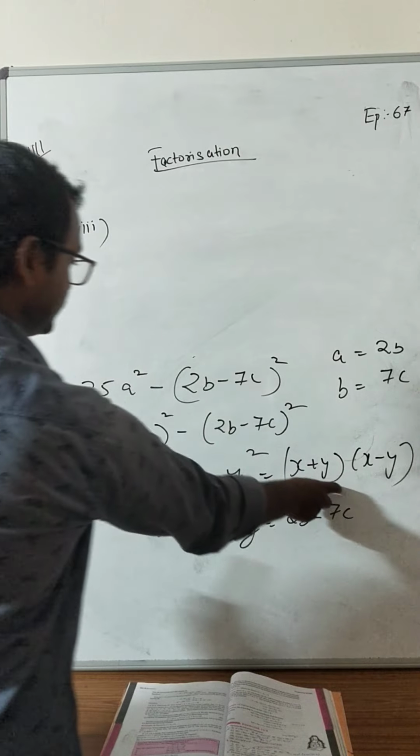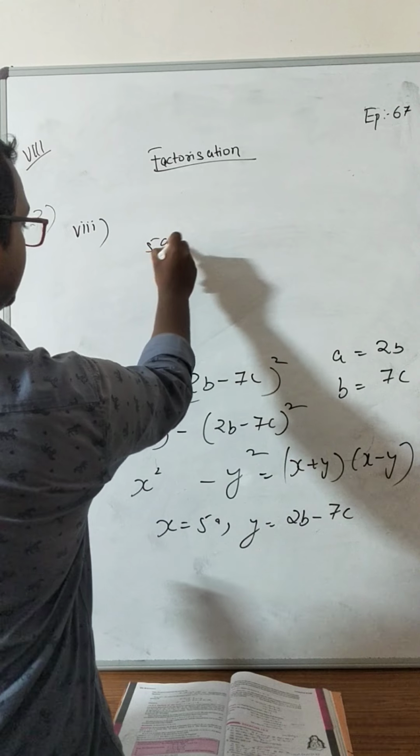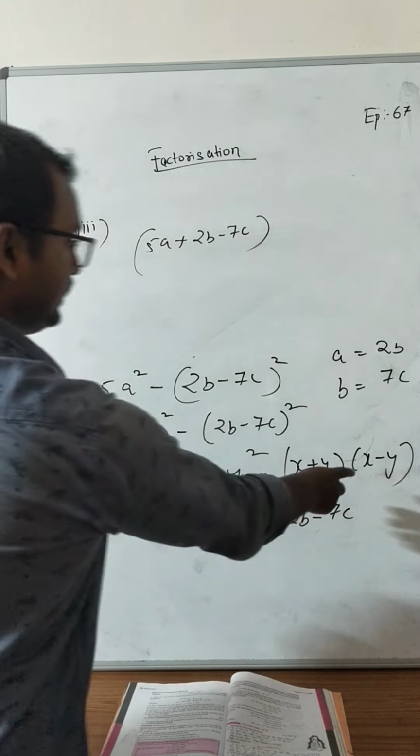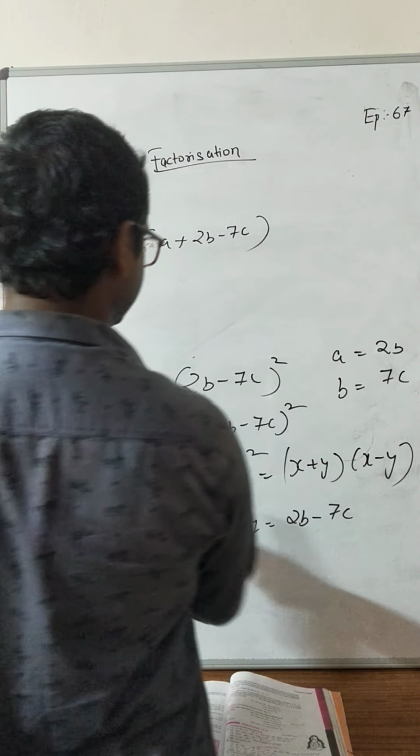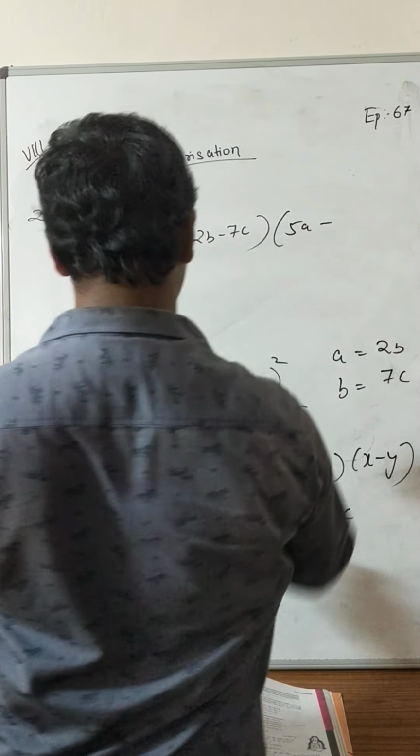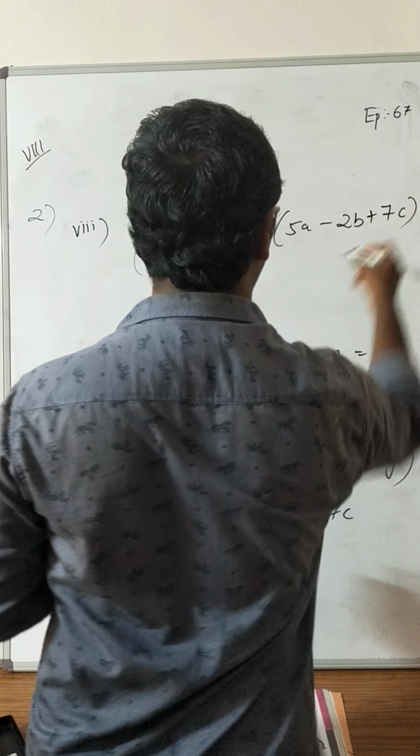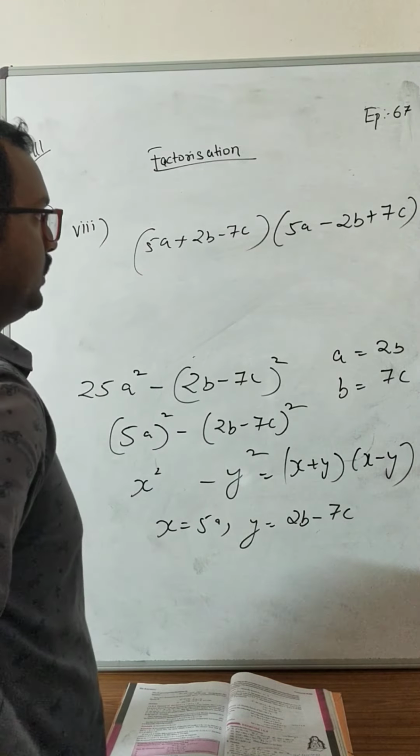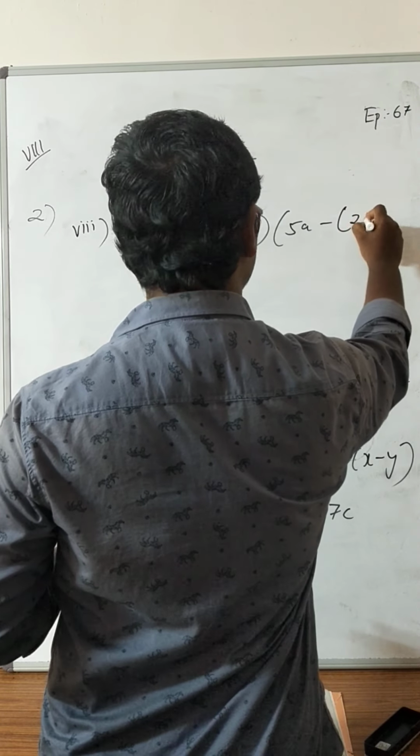Now just put in this formula, which is x plus y, which is 5a plus 2b minus 7c. This is our first term. The second term is x minus y. x is 5a minus 2b plus 7c. Why plus 7c? Because of this minus, the inside sign will change. Okay, so this has to be written like this: minus (2b minus 7c).